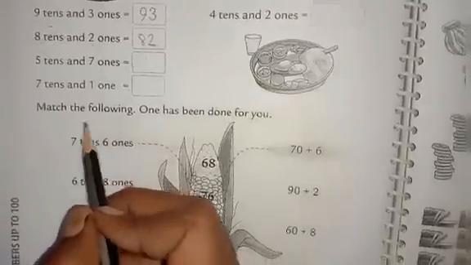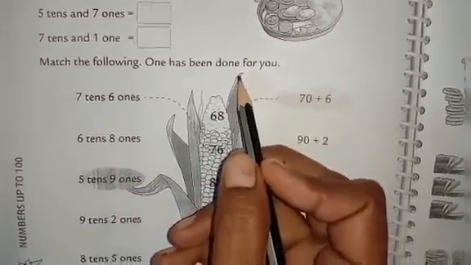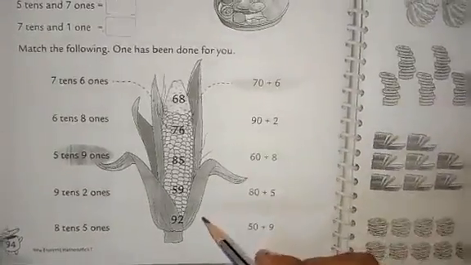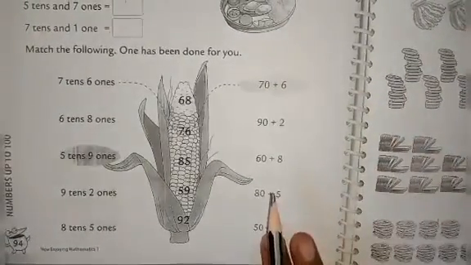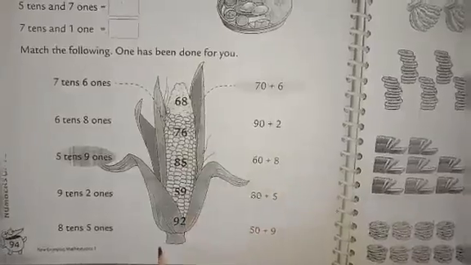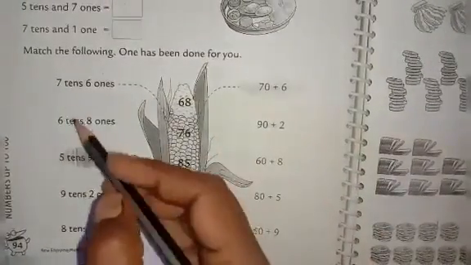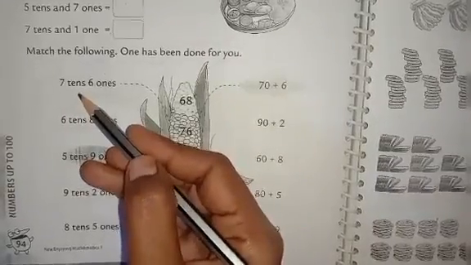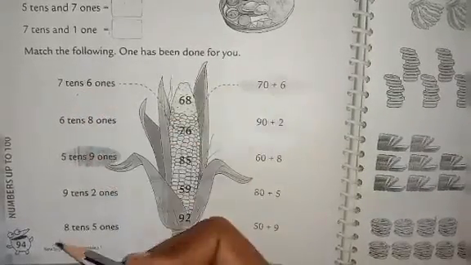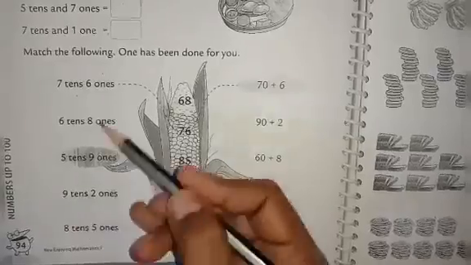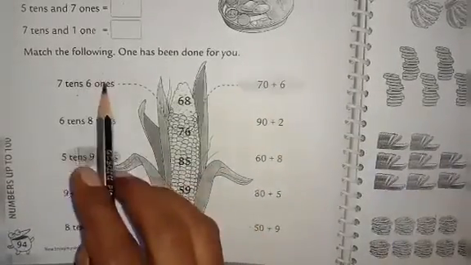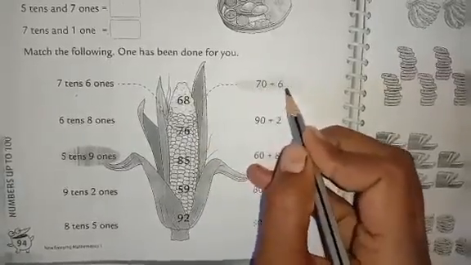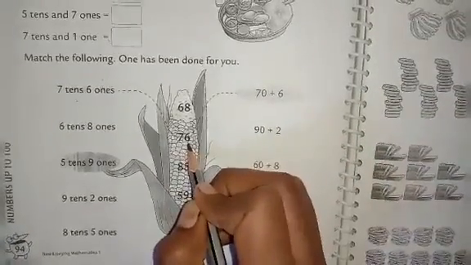Next question is match the following. One has been done for you. आता आपल्याला इथे काय केलेलं आहे, करेक्ट मॅच. आपल्याला काय करायचे, फाइंड आउट करायचे आणि त्यांना लाईन ड्रॉ करून मॅच करायचं. एक आपल्याला करून दाखवलेलं आहे. काय आहे, 7 tens and 6 ones. 7 tens means 70 and 6 ones means 6. 70 plus 6 equal to 76. इट मीन्स हे पाहिजे आपल्याला यांनी मॅच करून दाखवलेलं, आणि सेम दुसरी मेथड, 70 plus 6 equal to again 76.